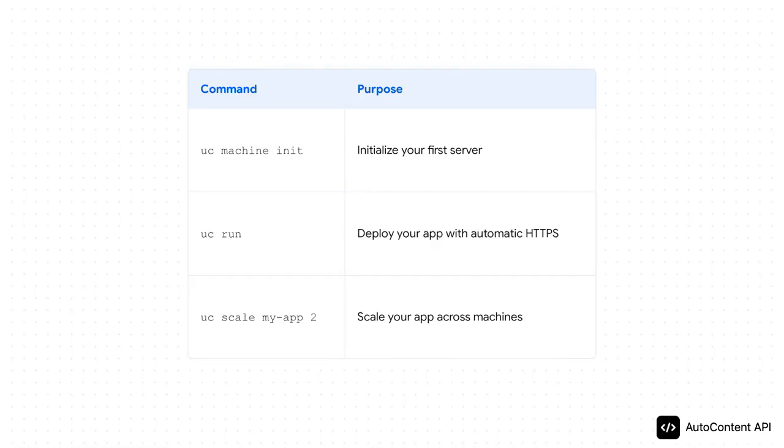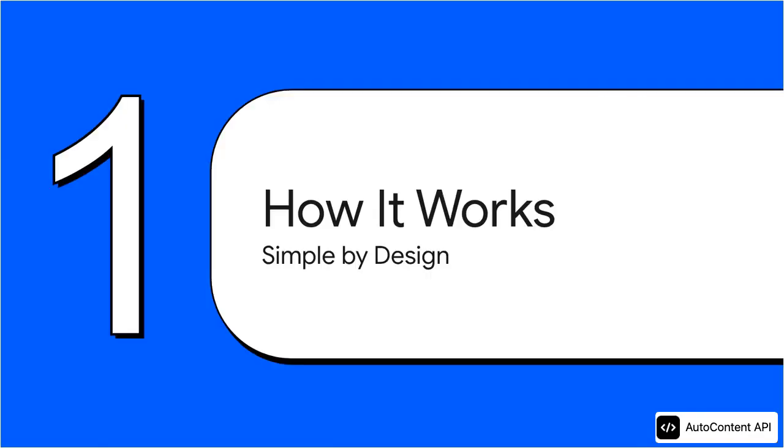Okay, let's see what this actually looks like. The commands are so simple, and they'll feel really familiar if you've ever used Docker. You start a server with UC machine init, you deploy your app with UC run, and boom, you get automatic HTTPS, just like that. And when you need more horsepower, UC scale my app 2, and now you're running 2 instances across your whole cluster. It's just that direct.